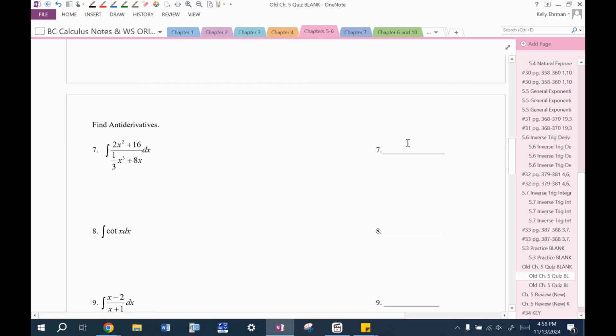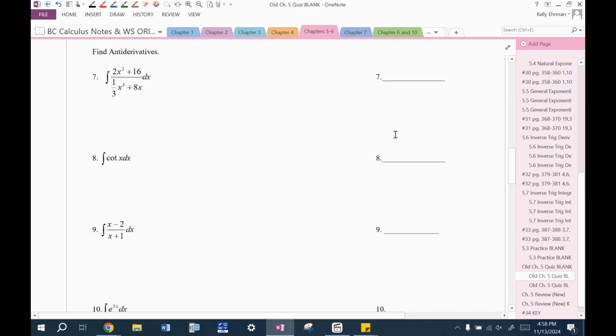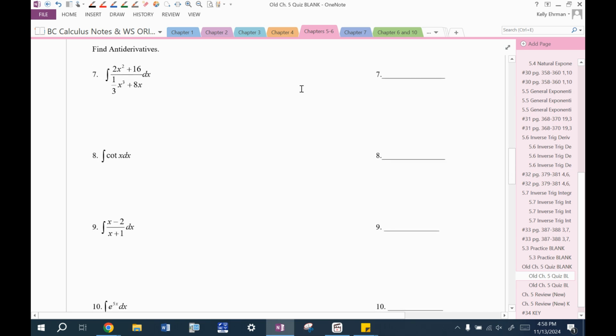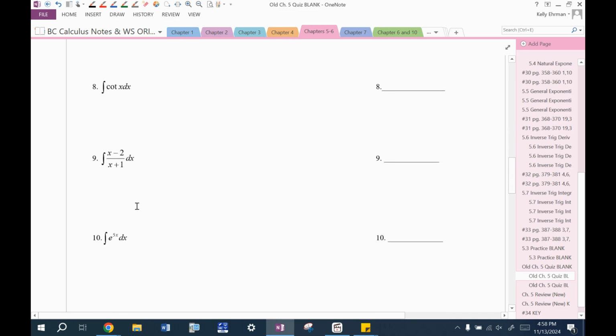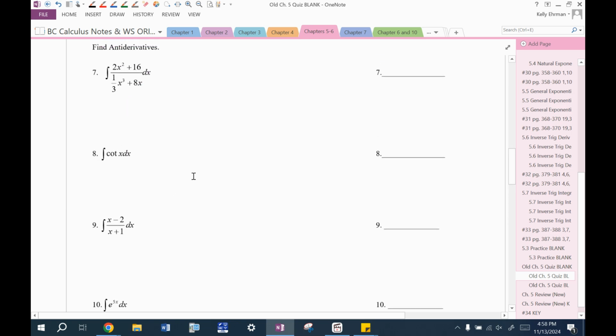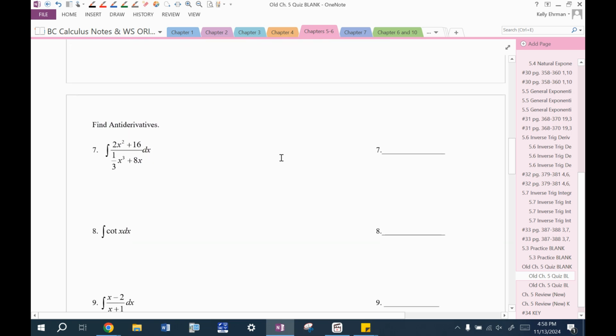All right. Find the antiderivatives. So this could be u sub. This could be trig. This could be inverse trig. This could be logs. Let's just take a look here. When the denominator is 1 degree higher than the numerator, that's u sub, usually.